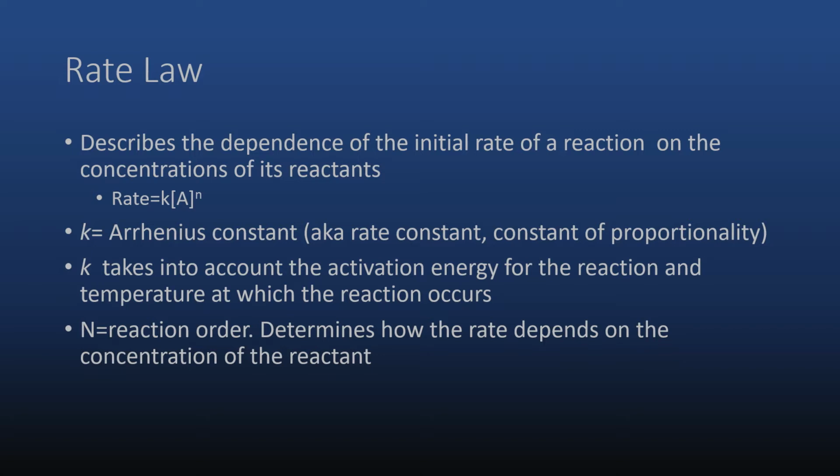So the general equation for rate law is rate equals k times the concentration to the order. K is a constant, the constant of proportionality. It takes into account activation energy and the temperature at which the reaction occurs. And then n, which should have been a little n, is the reaction order. It determines how the rate depends on the concentration of the reactant.